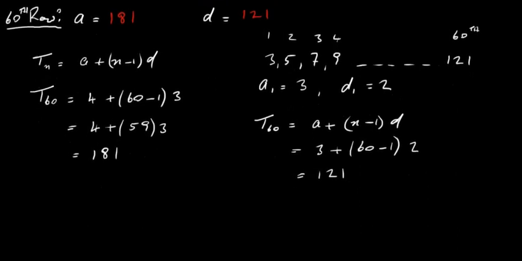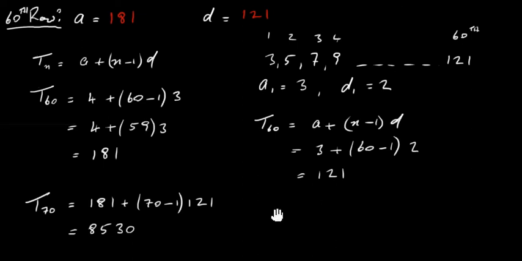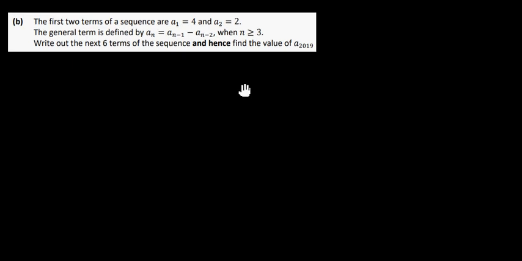So let's do that. I want T70. I know that A is 181 plus n minus 1, which is 70 minus 1, times a D of 121. When you work that out, you get 8,530. So it's in the 60th row and it's in the 70th column. Okay, so that question is done. So let's move down then to part B here.